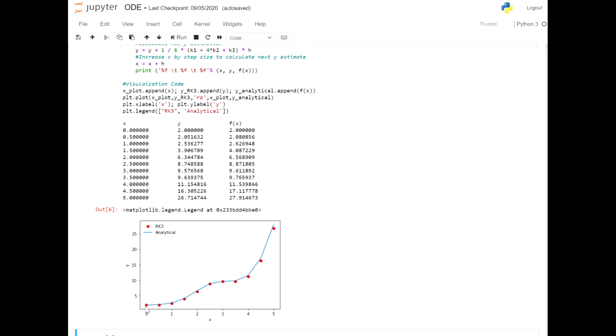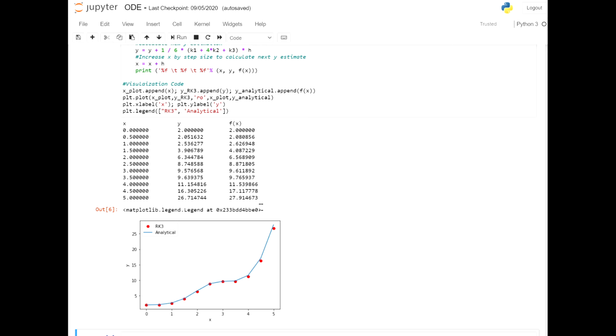It almost captured, of course, the trend, but it also captured almost the true values. So if you look here, is 2.05, here is 2.08, 2.536, 2.627, and 3.91, 4.87. So you can see very similar numbers to the true value.